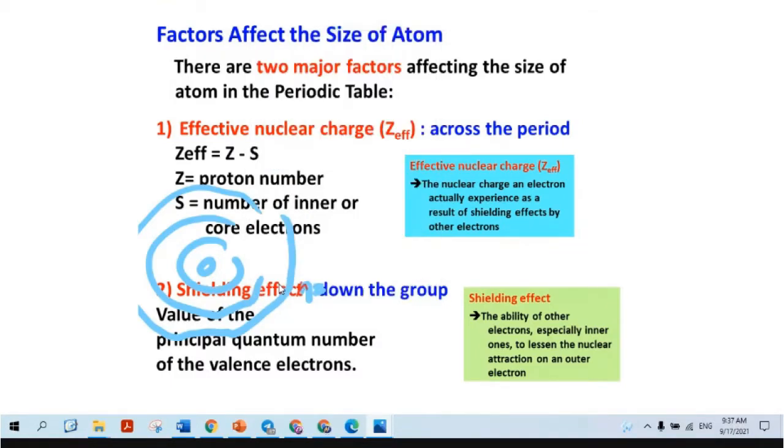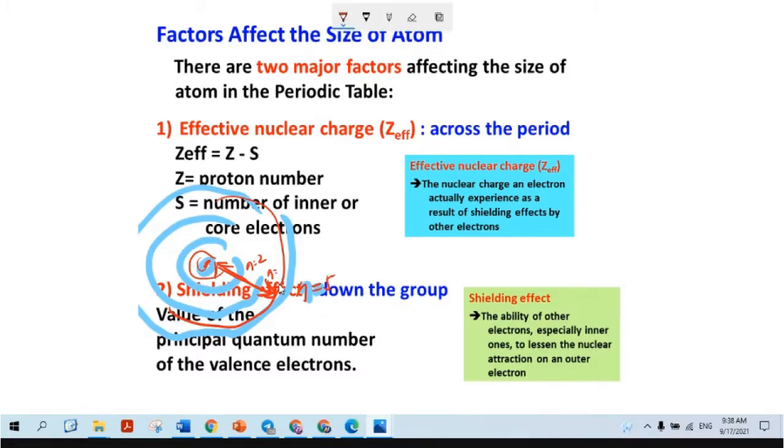Semua N dia berbeza. Contohnya ini N5, ini N4, ini N3, lagi N2, N1. Kerana N berbeza, shield maksudnya menghalang. Apa yang akan menghalang? Petala yang berbeza akan menghalang nukleus dengan elektron yang agak luar sekali. Shield maksudnya menghalang.